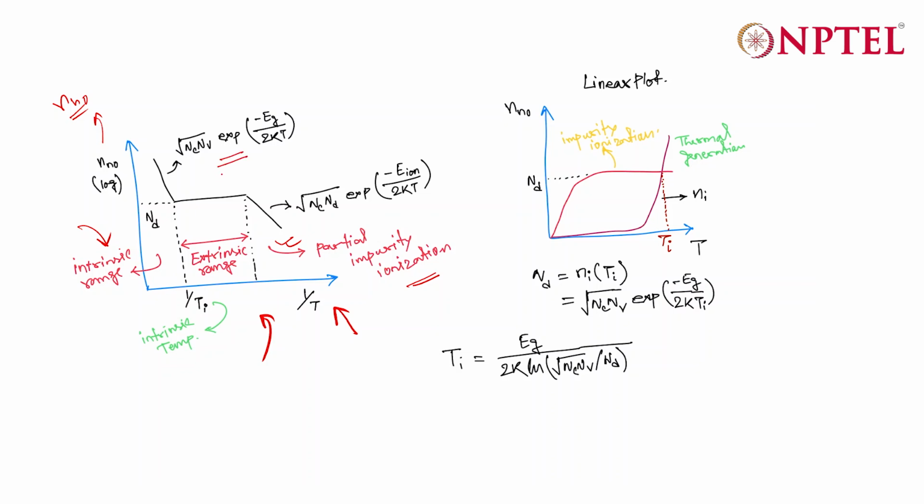So for the intrinsic range, the carrier concentration can be expressed using this expression, that is root over NC NV exponential minus Eg by 2 kT. In case of the extrinsic range, the concentration is constant, which is Nd. And then you have the partial impurity ionization range, where the expression is root over Nc Nd exponential minus E ion by 2 kT.